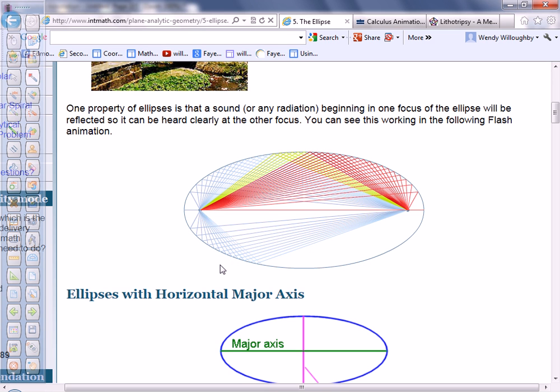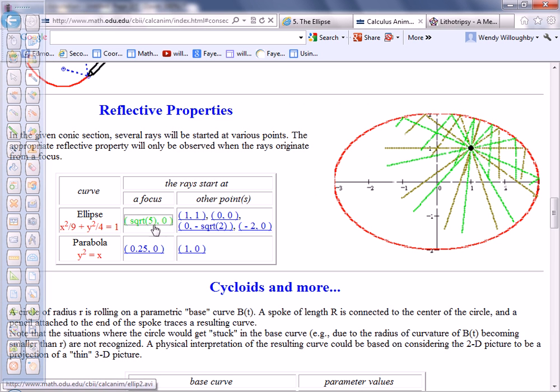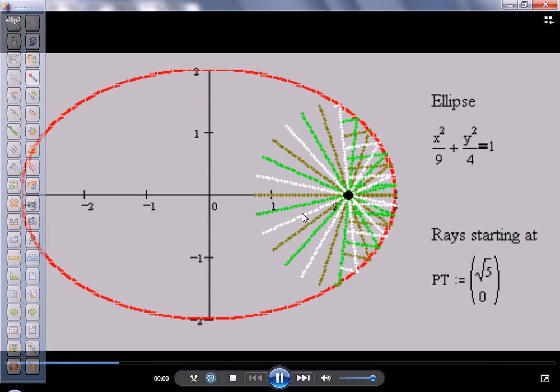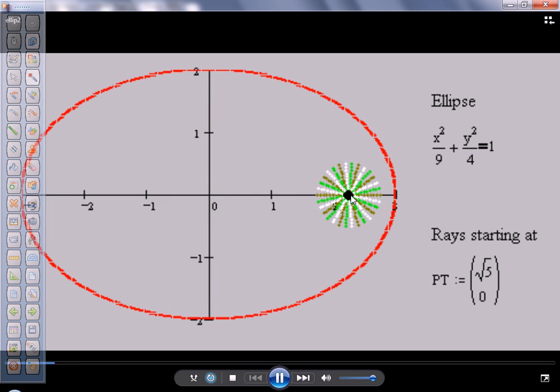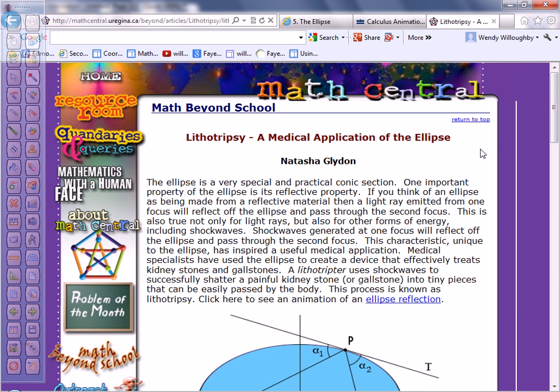Okay, so that is one property. It's the reflective property of an ellipse. So that's pretty cool. Now, this is also showing you the same thing, that when we emit from one of the foci, do you see they all bounce to the other focus? So when we emit something from one focus, do you see how it centers in on the other focus? This is helpful in some applications, and what I have here is an explanation of how it's used to bust up kidney stones.